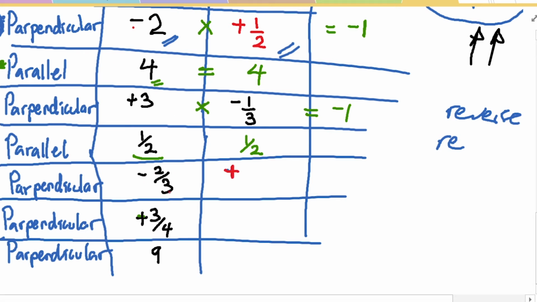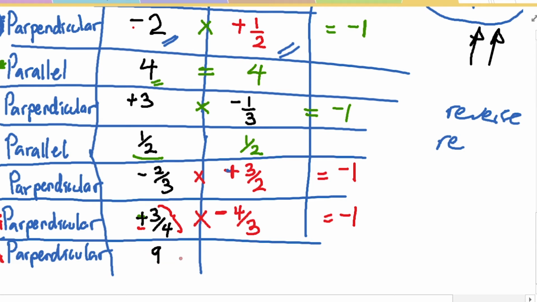Then the reciprocal of 2/3 is 3/2, because when you multiply those two, they give you -1, which conforms to the law that for perpendicular lines, when you multiply their gradients, they give you -1. Moving on to the next, these ones are also perpendicular. That is 3/4. For perpendicular lines, we are going to use the reverse reciprocal. So the reverse of positive is negative, and then the reciprocal of 3/4 is 4/3, because when you multiply those two it gives you -1.